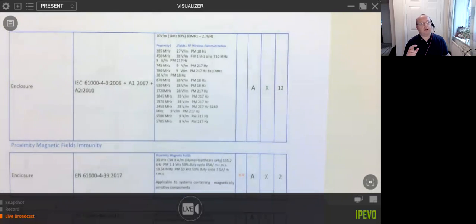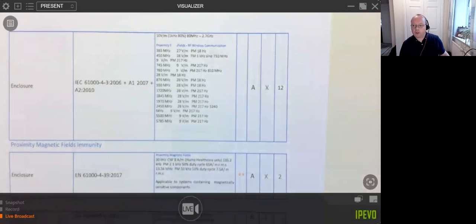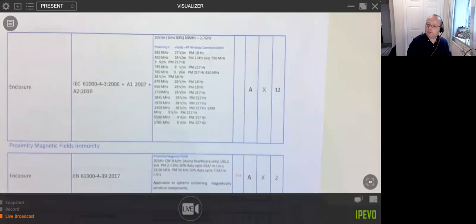With something like a weighing scale, for say weighing your bananas in the supermarket, it's 10 volts per meter. It's 3 times harder to pass radio immunity for a weighing scale, because you're weighing money, than it is for your computer or the screen you're watching this on. With medical devices, it gets even worse, because they have what are called spot frequencies. That might be a bit blurry. So try and refocus that for us.